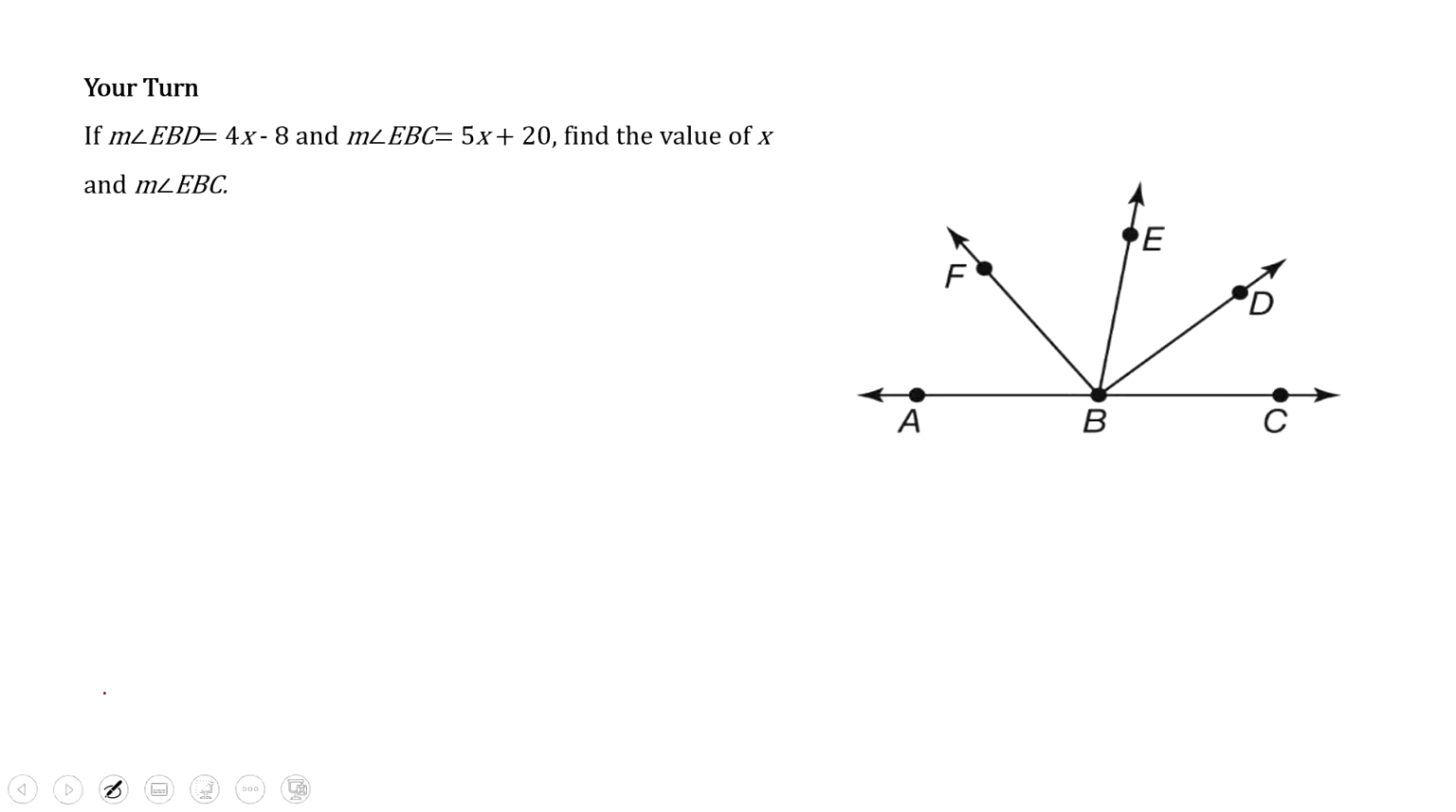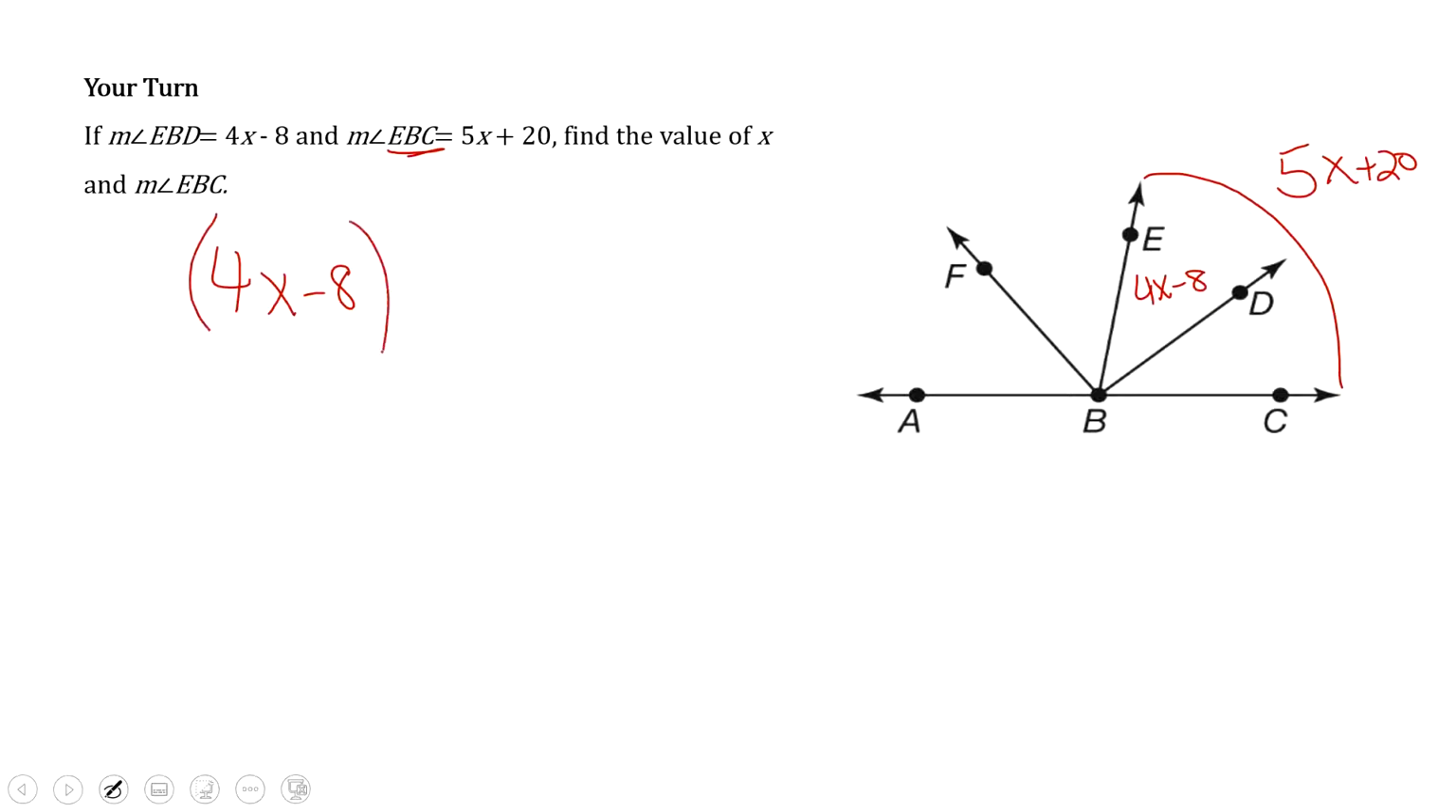Okay, so here we go. The solution to this problem was EBD is 4x minus 8. But then they tell us EBC, so the whole angle, is 5x plus 20. So again, if I draw an arc here, this is all 5x plus 20. They want us to find the value of x and the value of that big angle, but they haven't given us everything we need, but we can figure it out because I know EBD is the same as DBC. They have to be equal, so 2 times this angle is going to equal 5x plus 20. That makes sense.